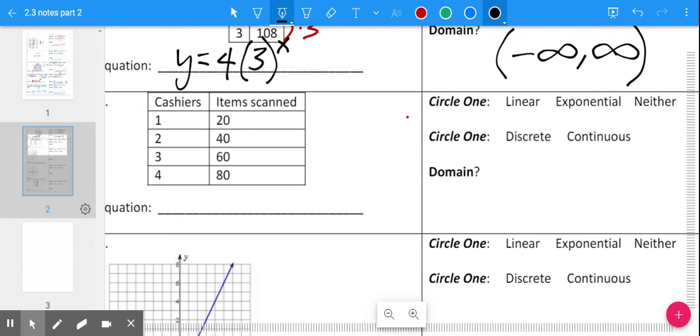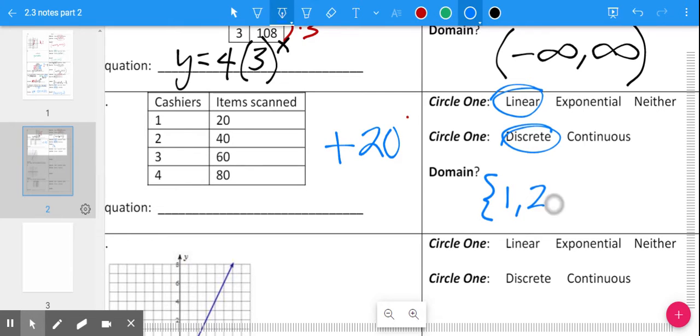So on the next one, we have cashiers and items scanned. To go from 20 to 40 to 60 to 80, I'm adding 20, which lets me know it's linear. Now, I'm not going to have half of a cashier. I have 1 cashier, 2 cashiers, 3 cashiers, 4 cashiers. So this is discrete, and my domain shows it.